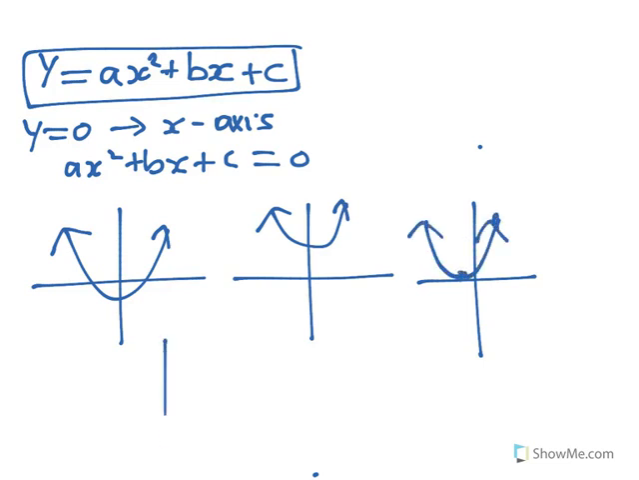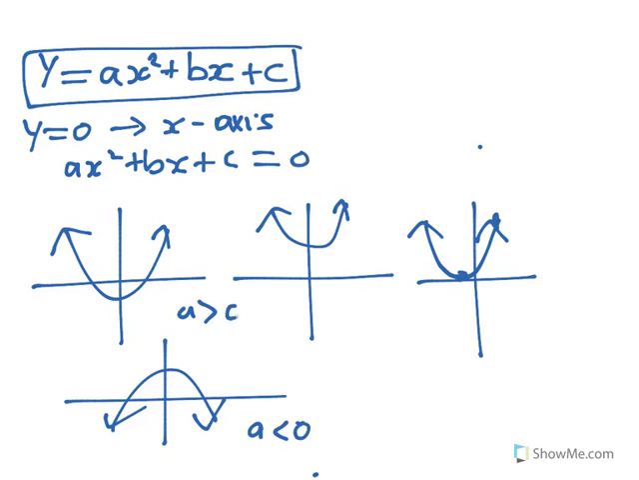You could also have the parabola going this way where it cuts twice. That would be where a is less than 0. This is where a is greater than 0. And also where it touches, like that, where a is less than 0.